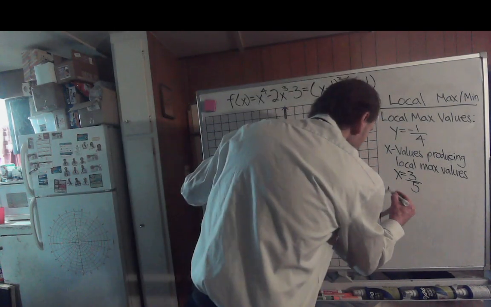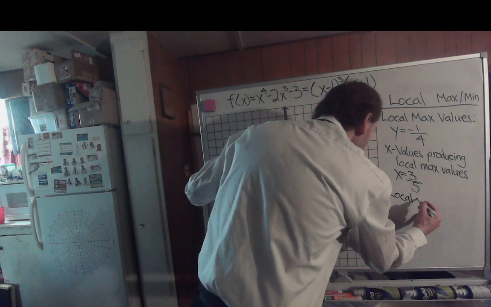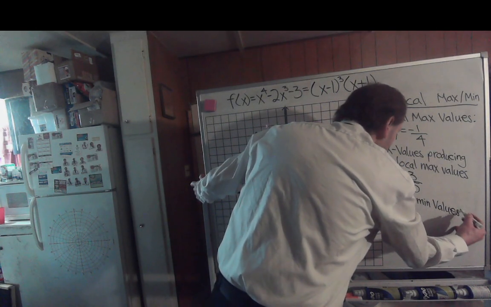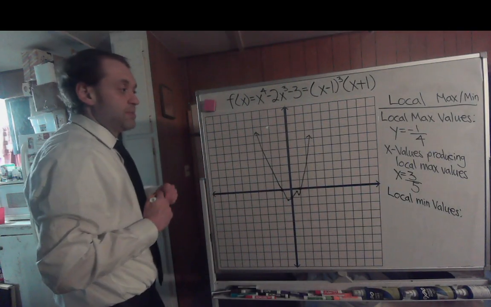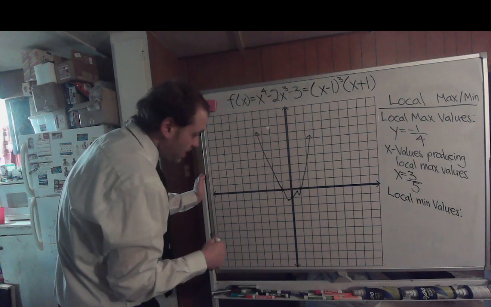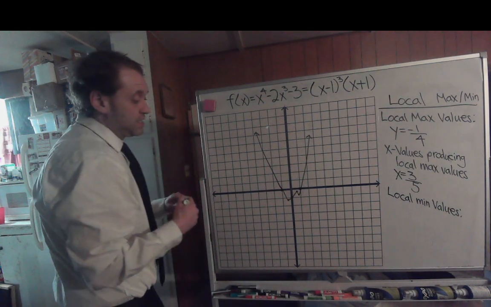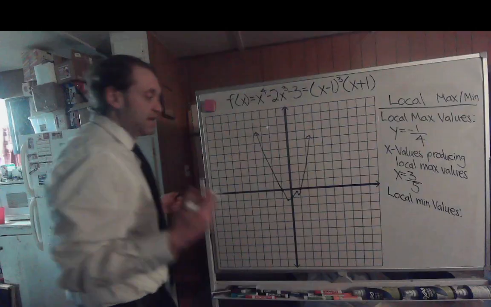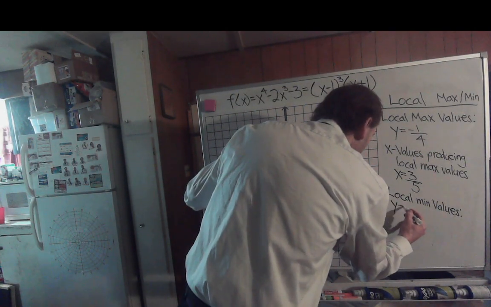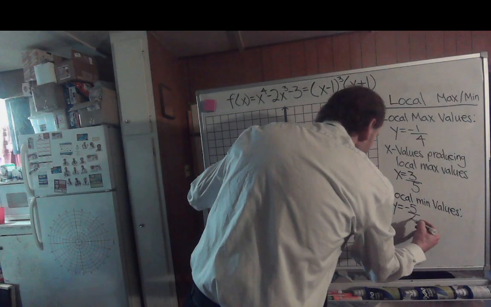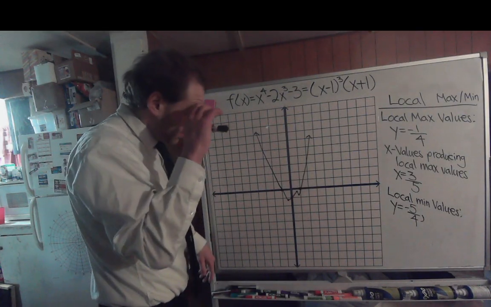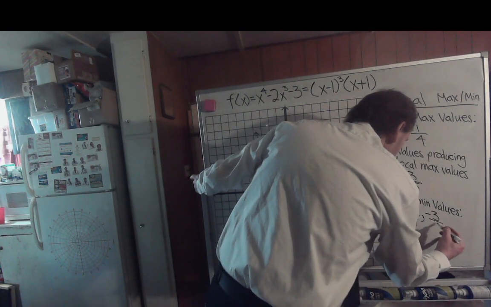So the local min values, they're also asking for the y-coordinate in that particular case. So the y, I'm going to say, is about negative 1.25, which would be about negative 5/4. So y equals negative 5/4, as well as then let's look over at this minimum. I'd say about negative 3/4. Y equals negative 3/4 also.